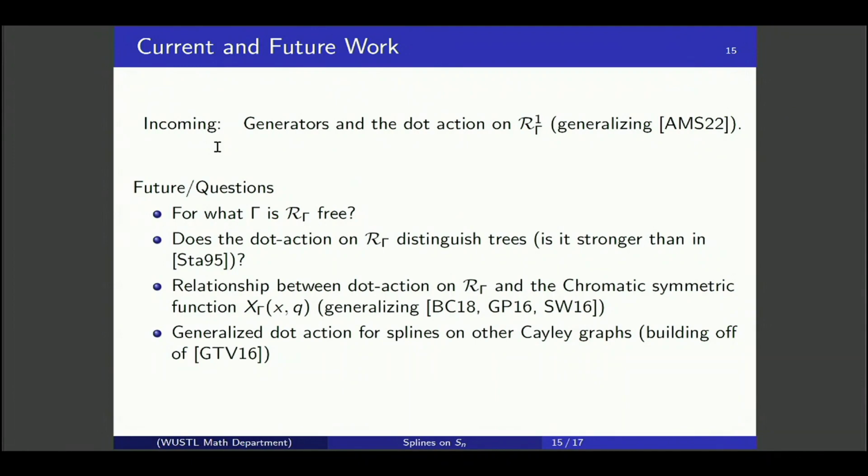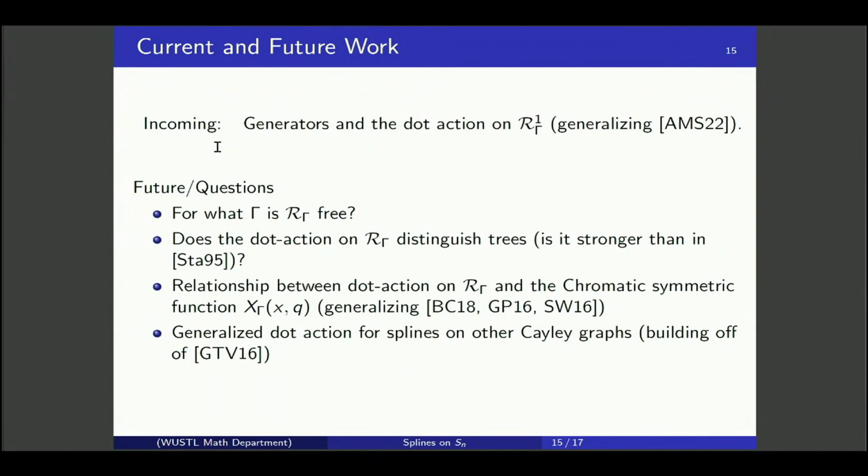There are a lot of questions that you can ask. First, for what gamma is R gamma free? Why is that a terribly important question? One of the requirements for GKM theory to work is you need your T-equivariant cohomology to be a free module over the polynomial ring, the T-equivariant cohomology of a point. So that example that we had before, we know it doesn't come from geometry, at least not directly in some sort of GKM fashion, because it wasn't a free module.